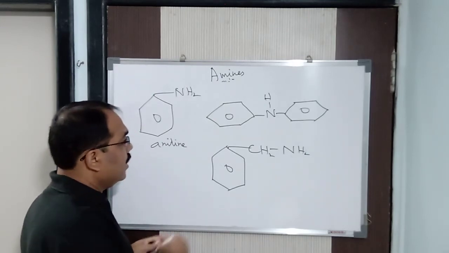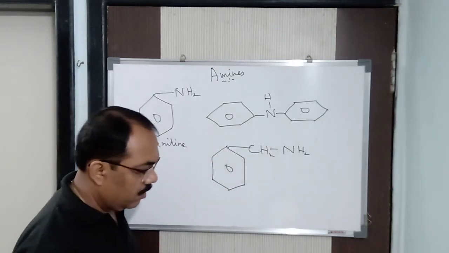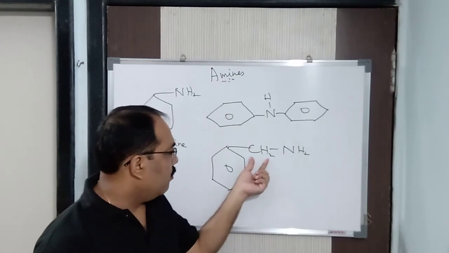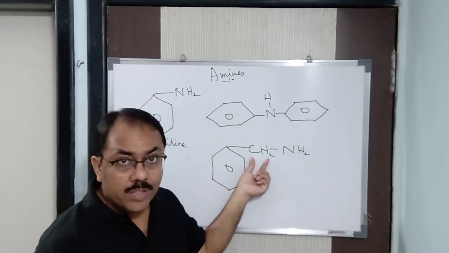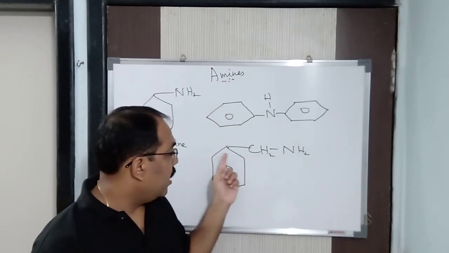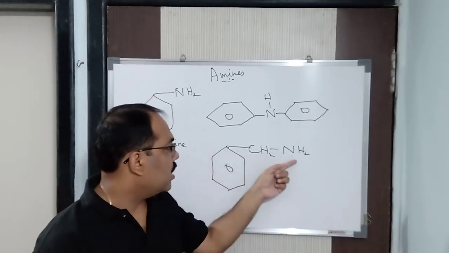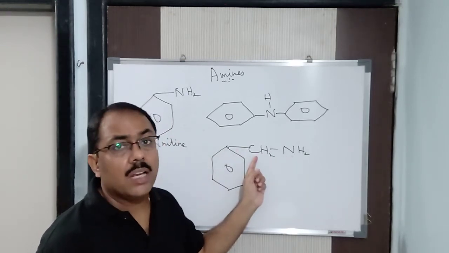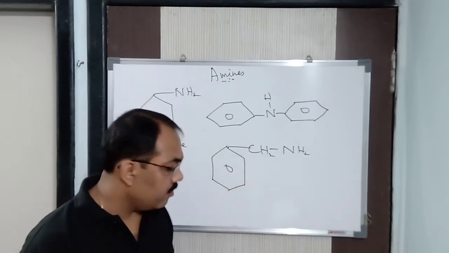Now this name I said it is a diphenylamine. What is the name of this particular compound? It is phenylmethanamine. We can say that. Phenyl is a prefix. Methanamine, 1 carbon meth. Methanamine, phenylmethanamine. We can say that.